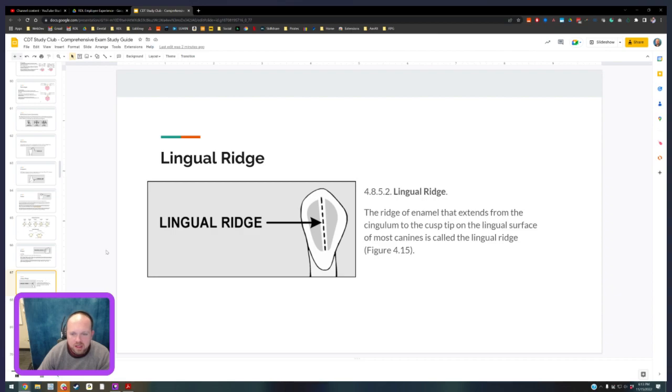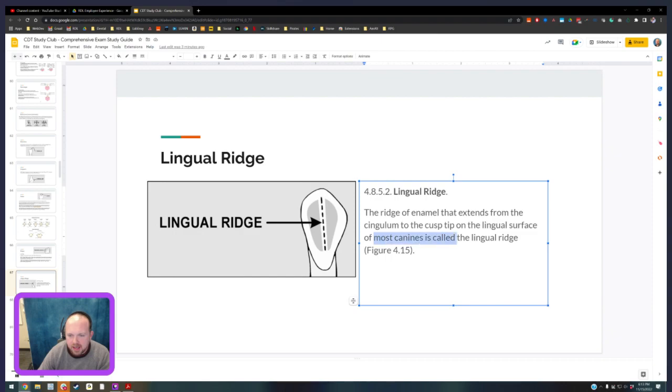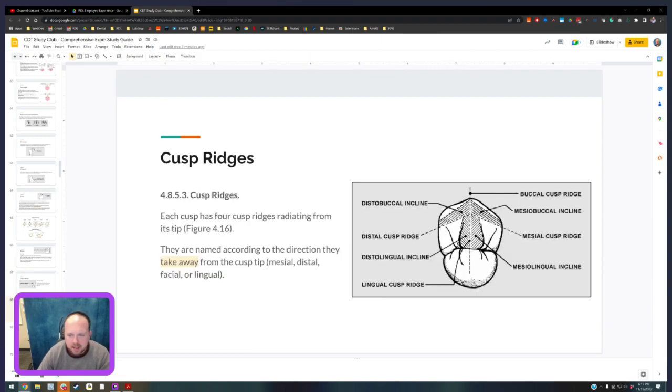The lingual ridge. So this extends from the cingulum to the cusp tip. So from here, and that's most prominent on canines. Yeah, on the lingual surface of most canines, lingual ridge. There we go. And then cusp ridges.